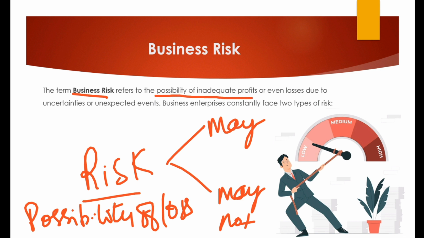It is the possibility of inadequate profit, that is less profit, or even loss due to uncertainty or unexpected events. The environment of business is ever changing. There might be various changes that happen every day which a business is not prepared for and had not planned. Uncertainty is nothing but unknown. All of a sudden any event comes in which may result in inadequate profit, a fall in profit, or even a business may face losses due to such events. This is known as business risk.